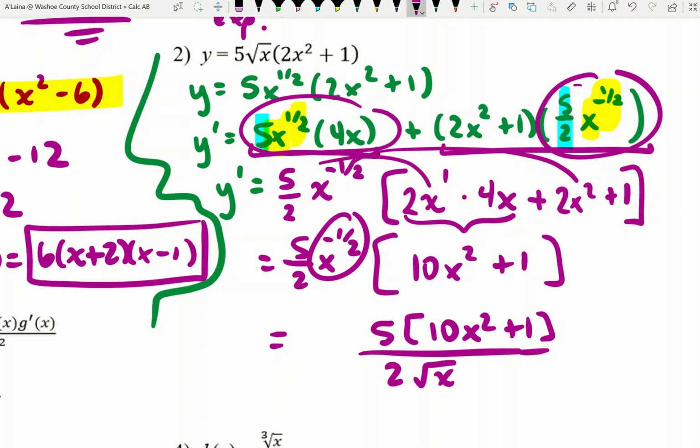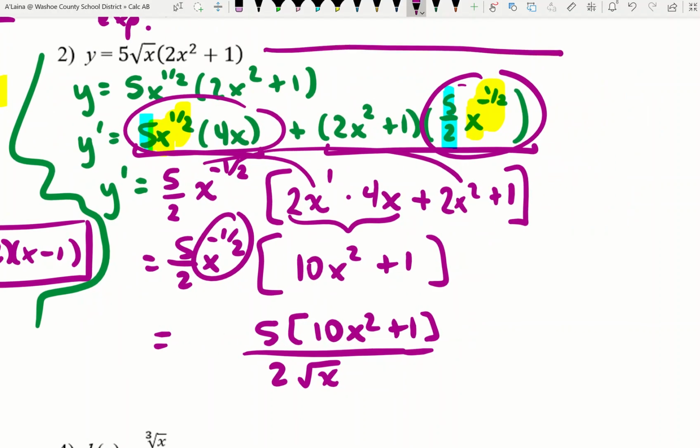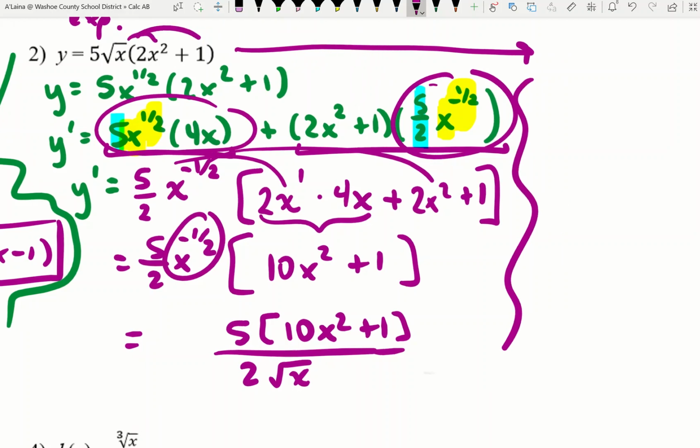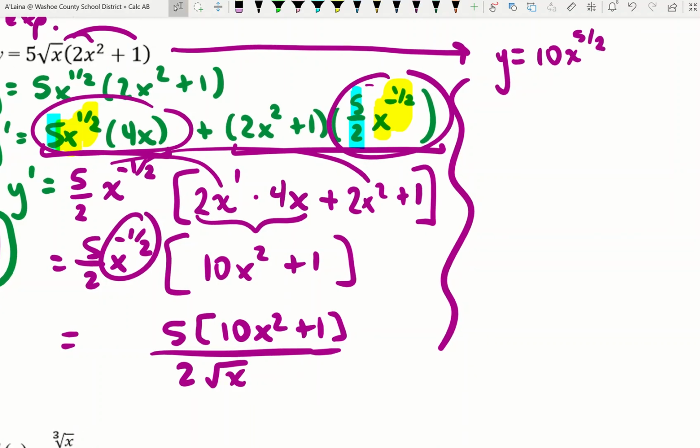And I did tell you that I was going to show you how you could do this same problem and completely avoid the product rule. So let's just do this problem again. I'm going to distribute first, and rewrite y as an expression of, let's see, 5 times 2 would be 10, x to the 1/2 times x squared would be x to the 2.5, which would be 5/2. And then I'm going to distribute it to the 1, so that'd be plus 5x to the 1/2.